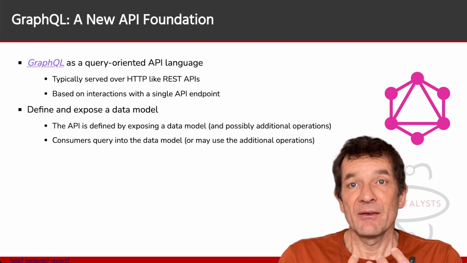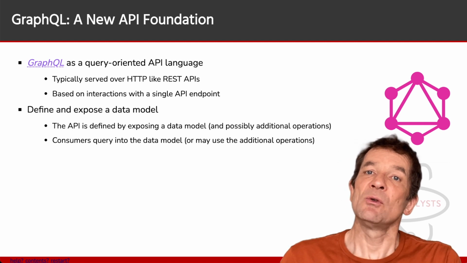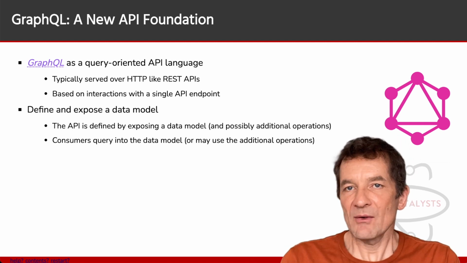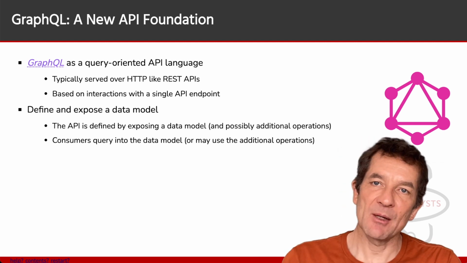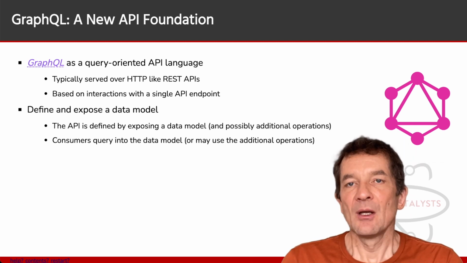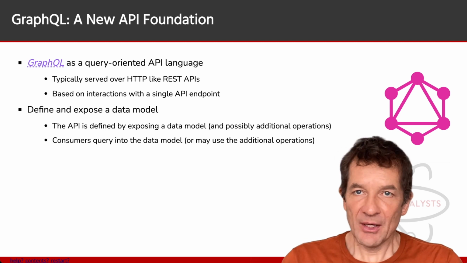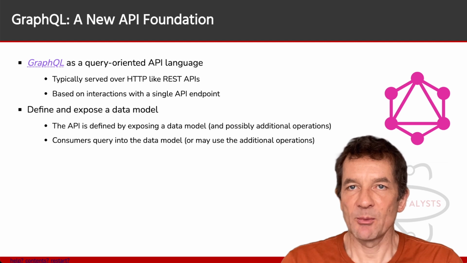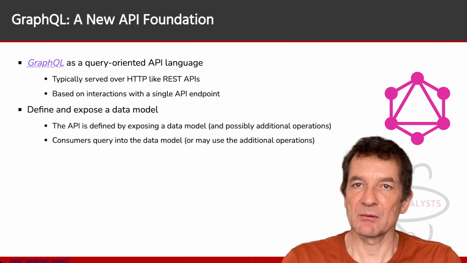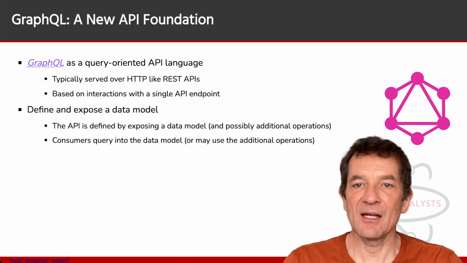And the way that Facebook went about making this move from RESTful APIs to query APIs was they invented their own language. They came up with GraphQL. GraphQL is a query-oriented API language. It is now something that a lot of people are interested in because it is different and it has certain properties that REST doesn't have.